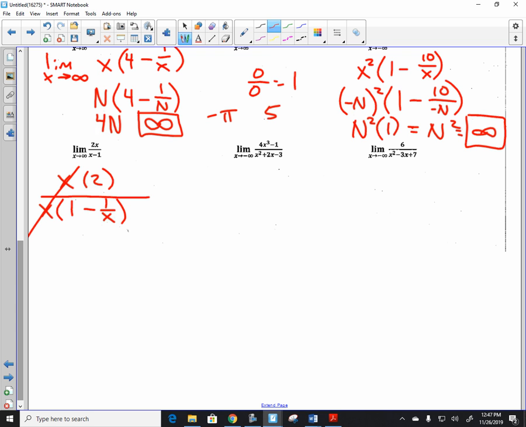We will allow them to cancel off. And we'll take the x's that remain and we will plug in n. And we get 2 over 1 minus 1 over n. What happens to 1 over n? Goes to 0. So you're left with 2 over 1, which is, look at that. We took infinity divided by infinity, we got 2.